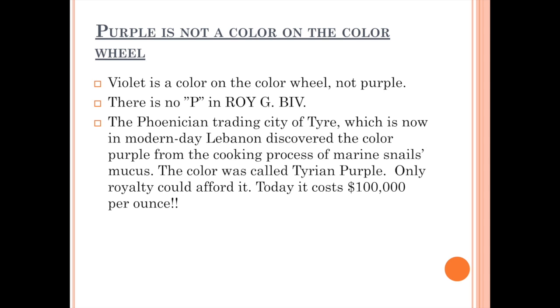The Phoenician trading city of Tyre, which is now modern-day Lebanon, discovered the color purple from the cooking process of marine snails' mucus, and the color was called Tyrian purple, and only royalty could afford it. So if you notice, especially in the Renaissance times, lots of rulers would wear purple, because they were the only ones that could afford it. And in a lot of historical paintings, you'll see royalty wearing purple. If you were to buy some Tyrian purple today, it would cost you $100,000 for just 1 ounce.